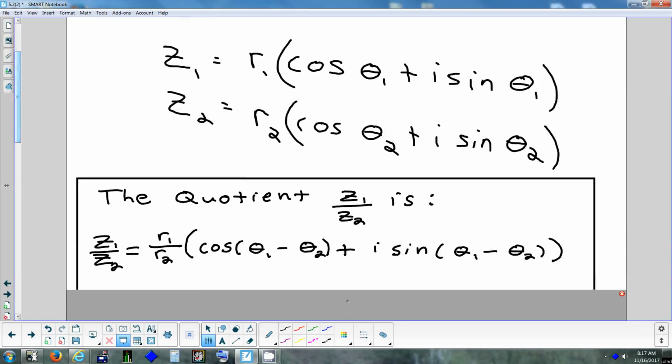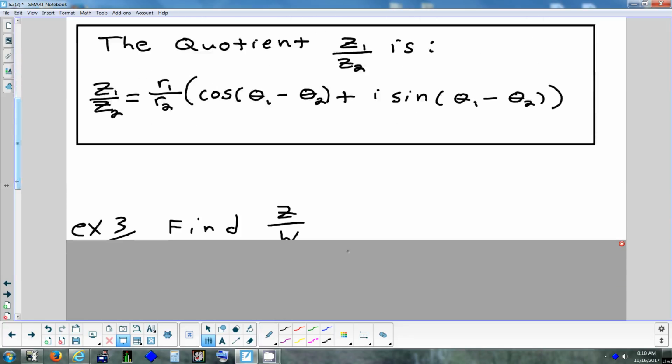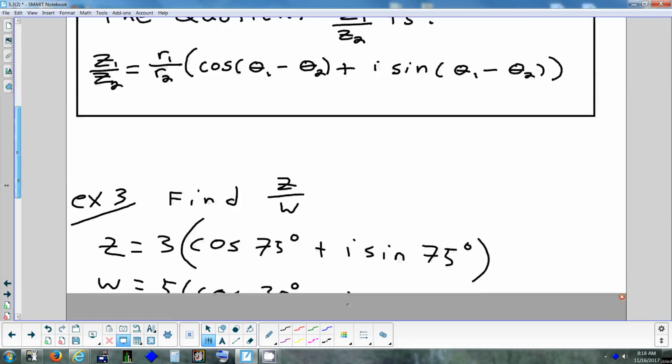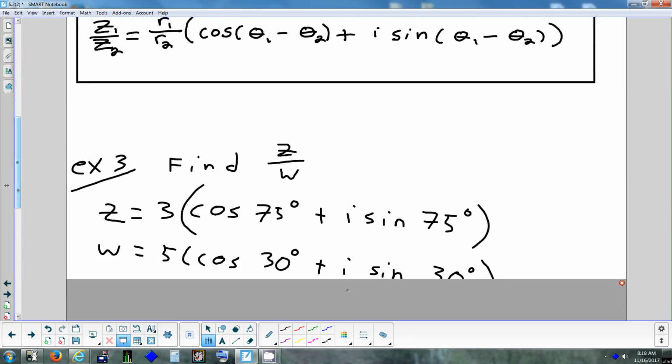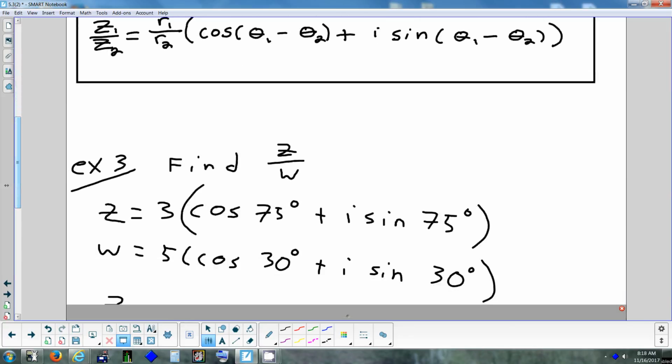Okay, so when you're dividing, divide your radii, subtract your angles. Now it is important you subtract them in that order. Theta 1 minus theta 2. You have to do it in that order. Let's try an example of that. So for our numbers this time, we've got 3 cosine 75 plus i sine 75, divided by 5 cosine 30 plus i sine 30.